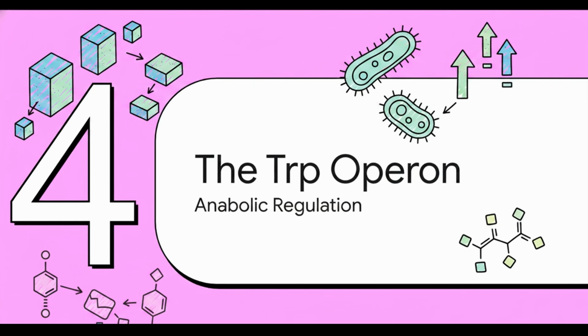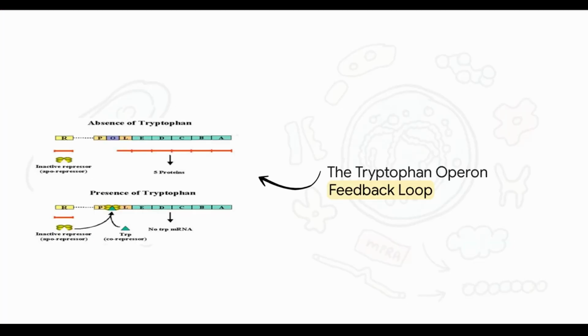Section 4. The tryptophan operon in detail. Anabolic regulation. Okay, we're shifting gears now. The Lac Operon was all about breaking down food, right? But the tryptophan, or Trp Operon, is about building something the cell actively needs. The goal here is to manufacture the amino acid tryptophan using 5 structural genes.